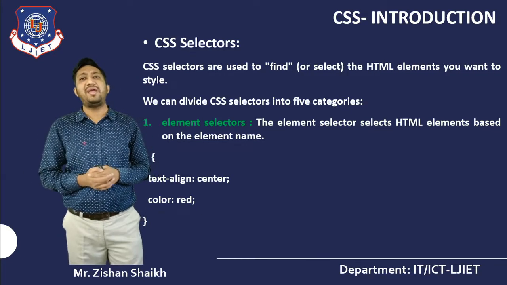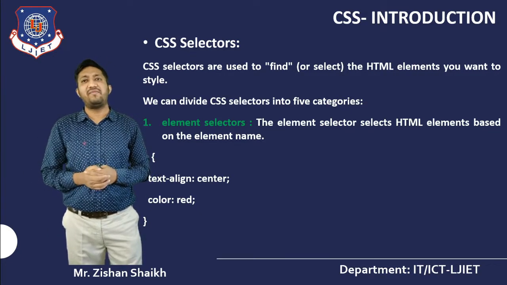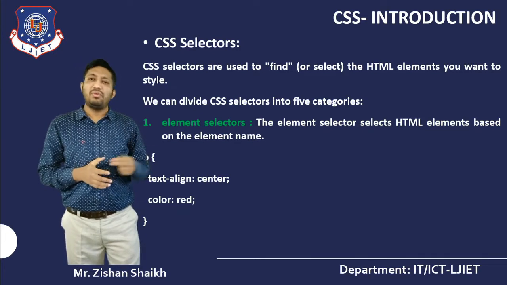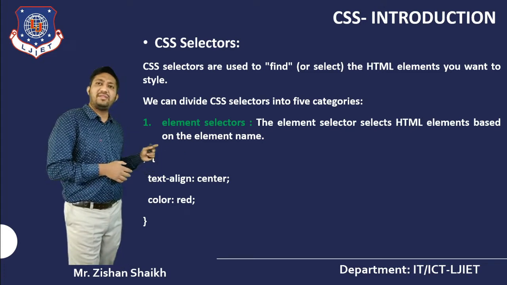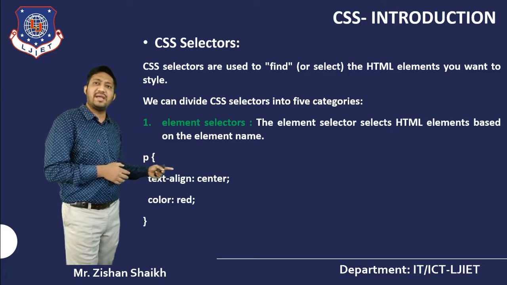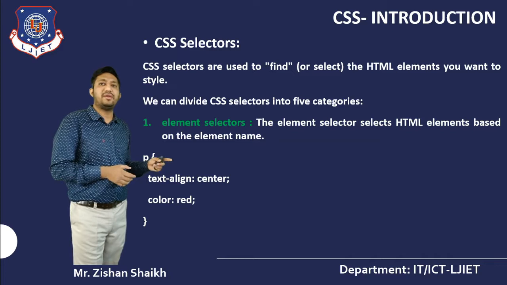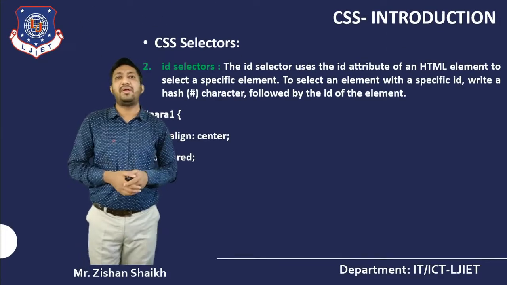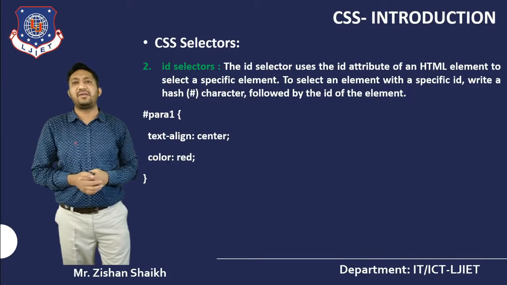Suppose I want to apply CSS on that p paragraph, then how can we write that code? For that we have to write like this: p, text-align center and color red. So whenever a p tag is written in our code, that will be applied. The second one is the id selector.